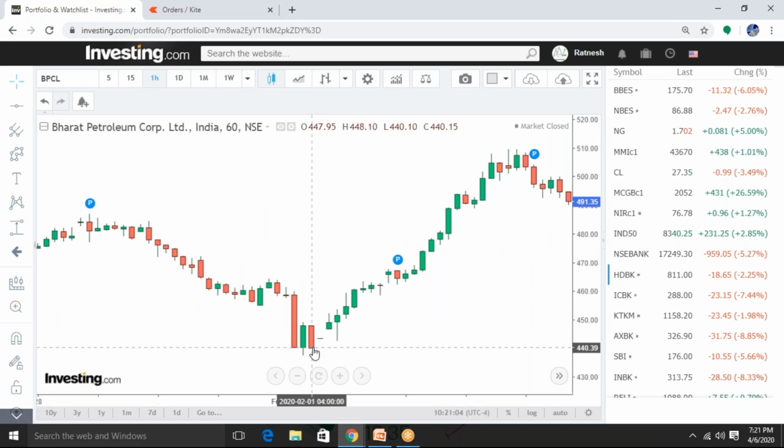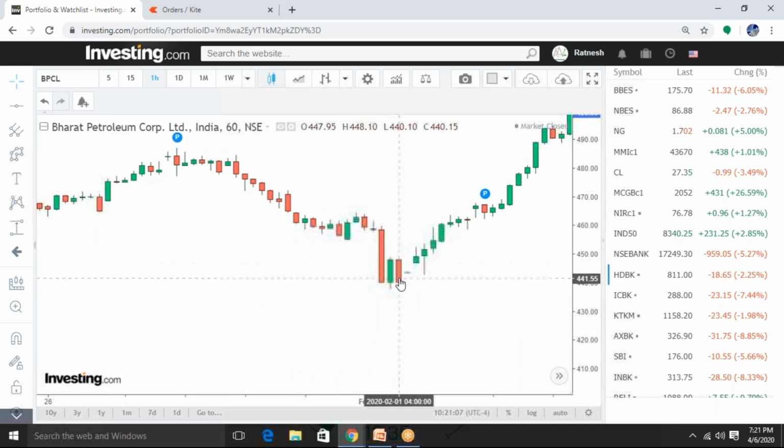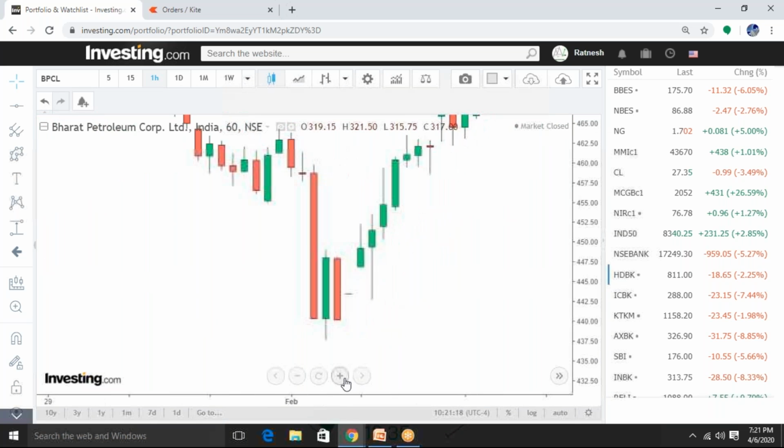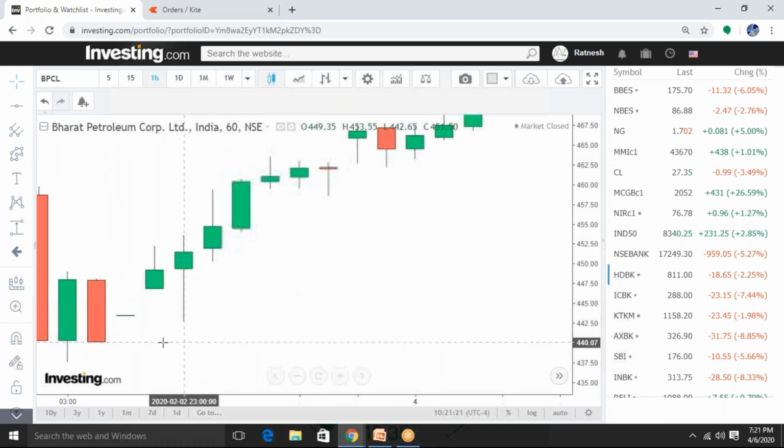This was almost a tweezer bottom. The opening of the candle is similar to this length, so this was almost similar to a tweezer. See, this candle is very small, so this is a good example. This is a perfect Harami candle.